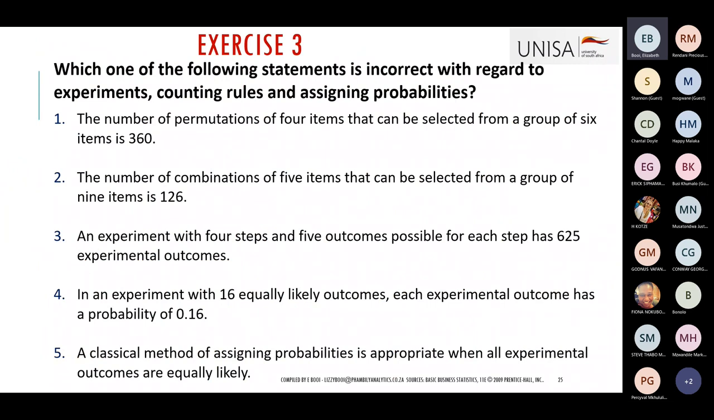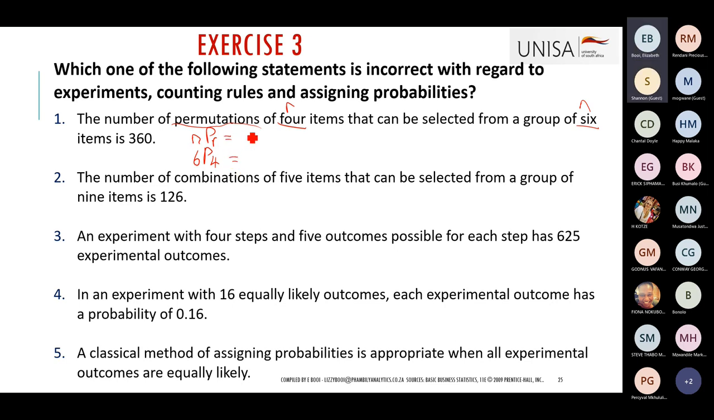Which one of the following statements is incorrect with regards to experiments using counting rules and assigning probabilities? The number of permutations for 4 items that can be selected from 6 items is, so they already told you that you need to use permutation. So what do we know about permutation? The formula is NPR. So always remember, the bigger number is your N, the smaller number is your R. 4 items, which is your R, 6 items, which is your N.